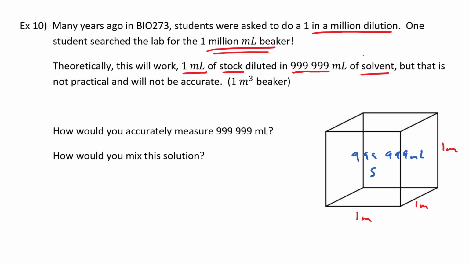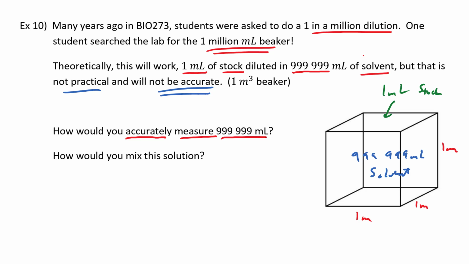999,999 milliliters of solvent. And we add to that 1 mil of stock. Now on paper, that will work. In practice though, not a chance. There's no way this person will be accurate with their dilution. A few problems with that. Number one, where you're going to get the beaker from. Number two, how are you accurately going to measure 999,999 milliliters of solvent?